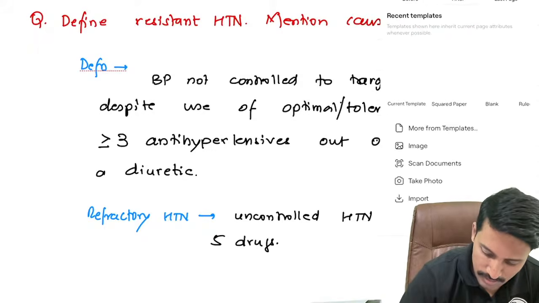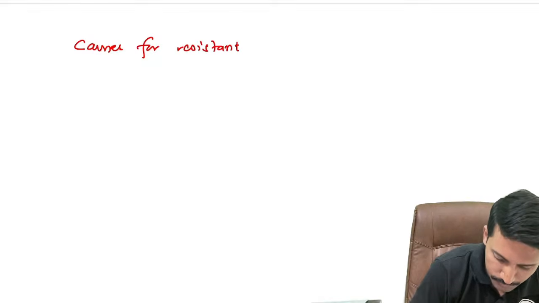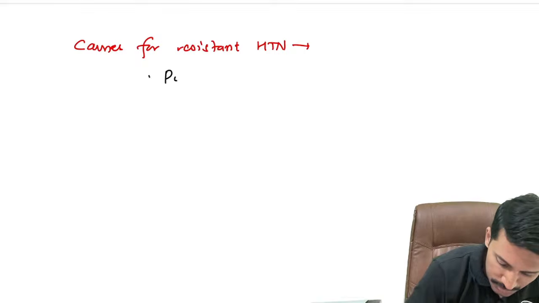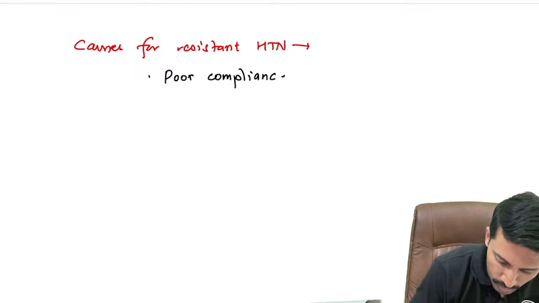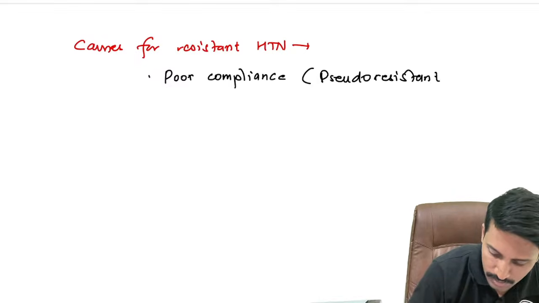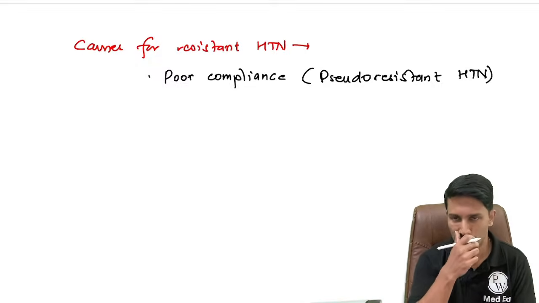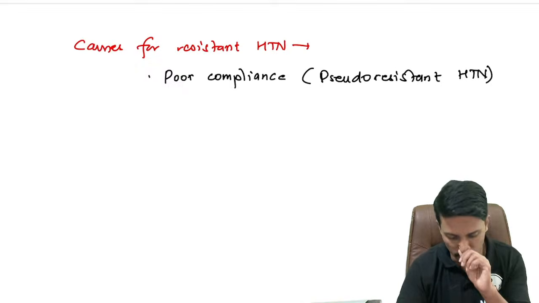Now what can cause it? The causes for resistant hypertension. Remember, most common cause is poor compliance. Means patient, you are giving 3 drugs, but patient is not taking. Poor compliance. In such case, you can also call it pseudo-resistant hypertension. Pseudo-resistant hypertension means actually it is not resistant. Drugs will work, but patient is not taking. From our side, we have given 3, not controlled.